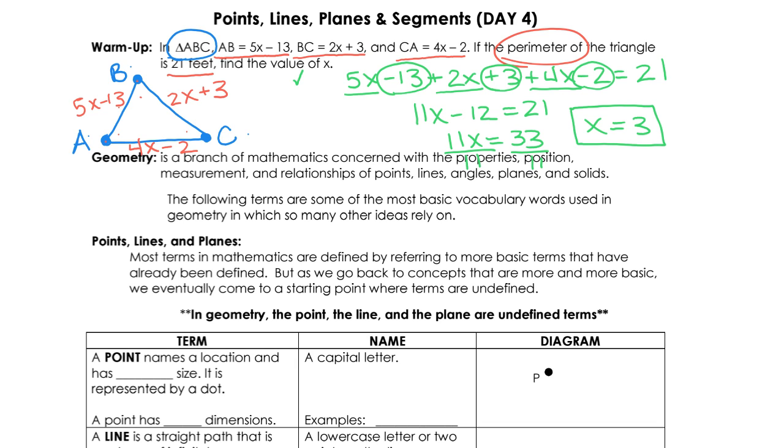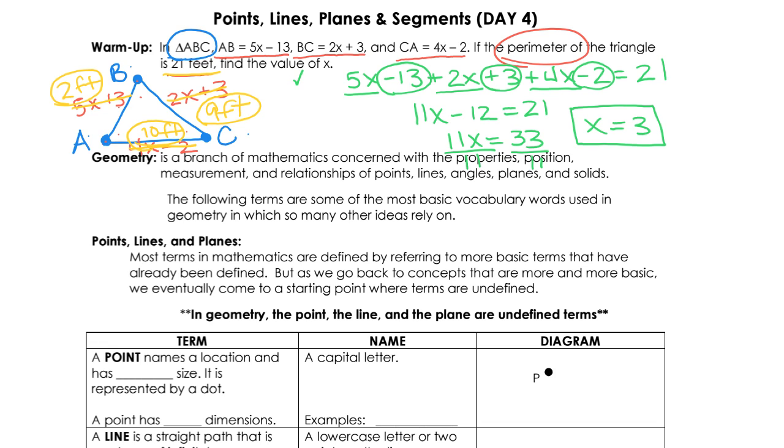We could also still plug in and find the length of each side. So for instance, 2 times 3 is 6. 6 plus 3 is 9. The side would be 9 feet long. The side on the bottom would be 4 times 3, which is 12, minus 2 is 10 feet. And the last side here, 5 times 3 is 15, minus 13. This side would be 2 feet. And if you wanted to double check, if you take those 3 numbers that we just found and add them together, it would equal 21. And so that's a great check.